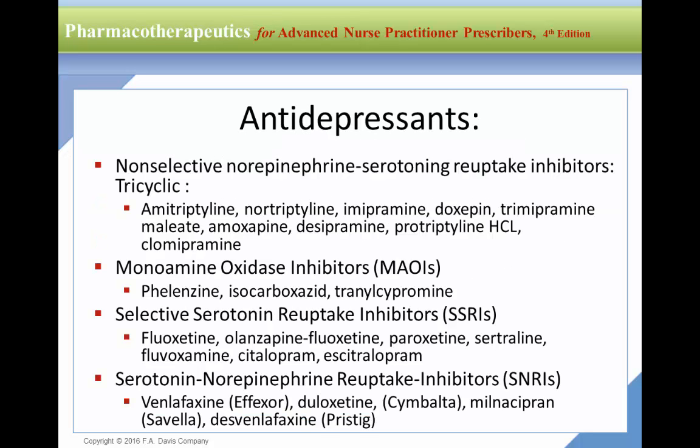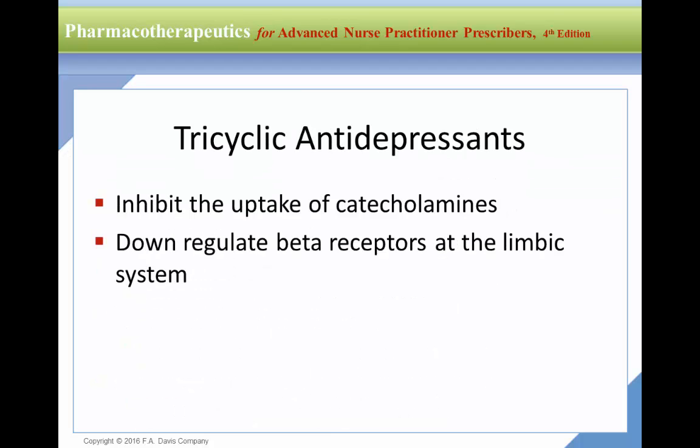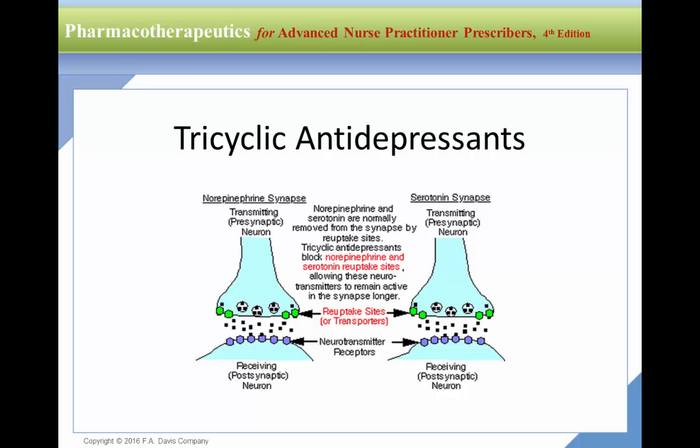For TCAs, again, it will be norepinephrine and serotonin. They also downregulate beta receptors at the level of the limbic system, so they could be used as mood stabilizers. The neurotransmitters, again, basically tricyclic antidepressants. They inhibit norepinephrine synapses as well as serotonin synapses. They also inhibit histamine as well as acetylcholine.